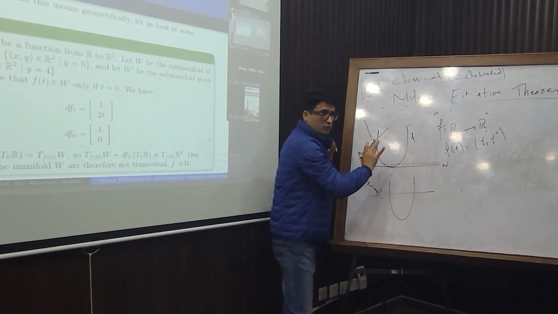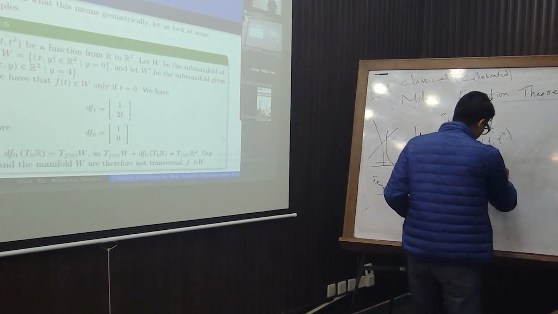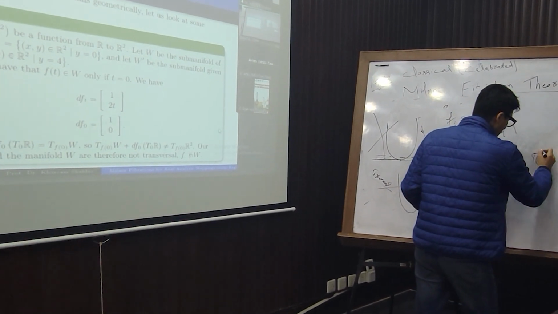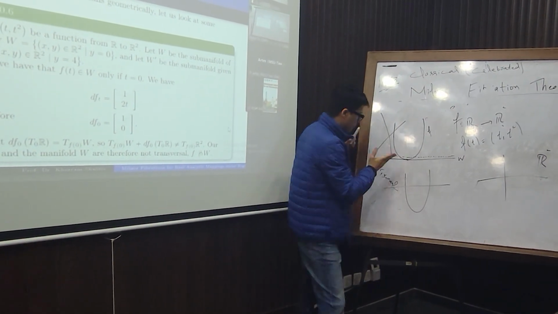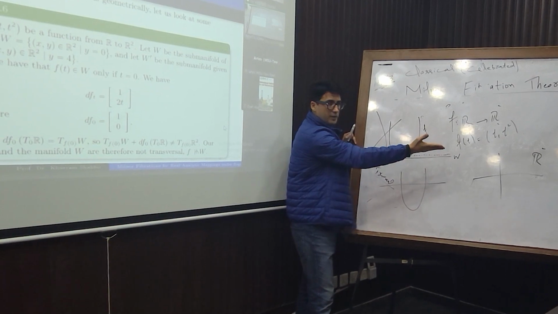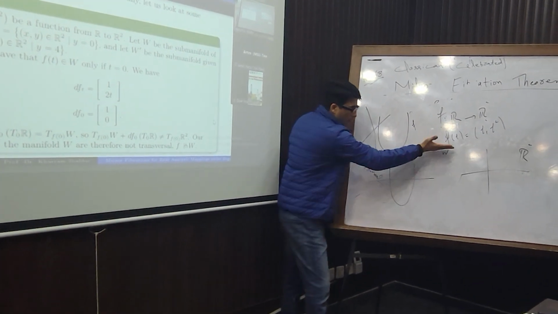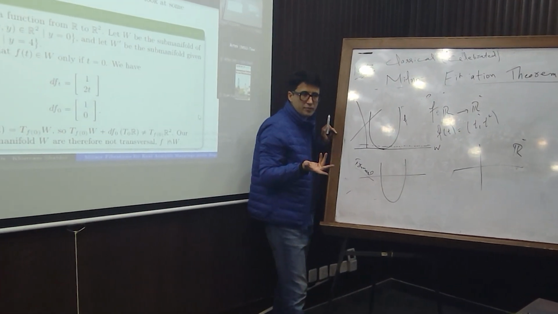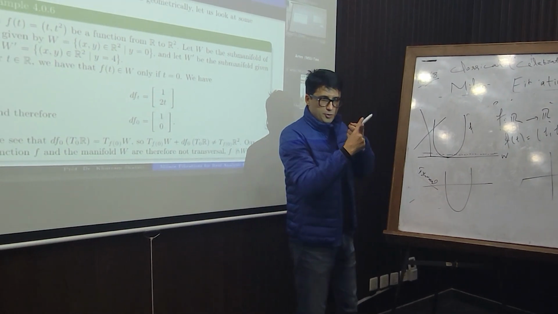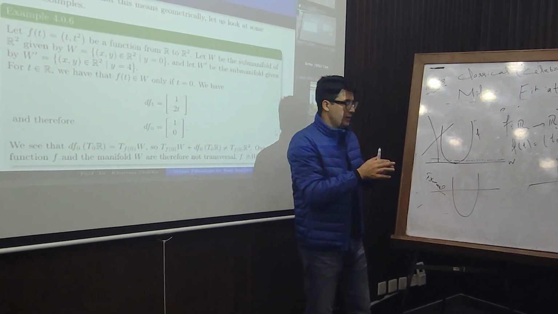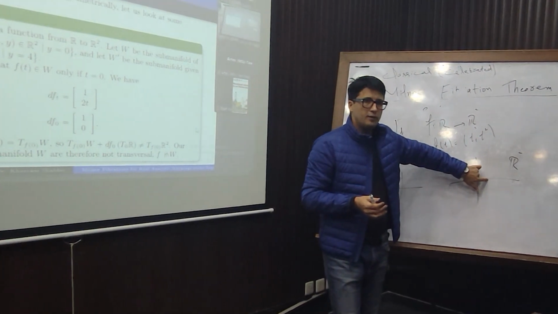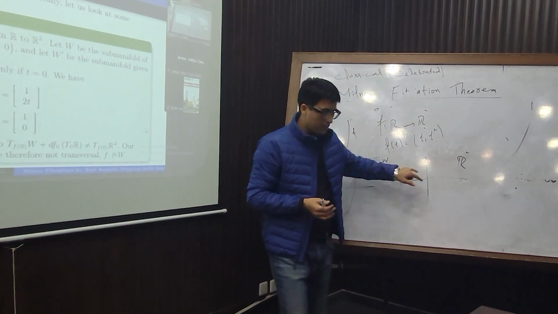But these two things are in R2. So you cannot generate the vector space of R2 by using only this vector. You cannot generate it. You need at least two independent vectors to generate the vector space here, right?